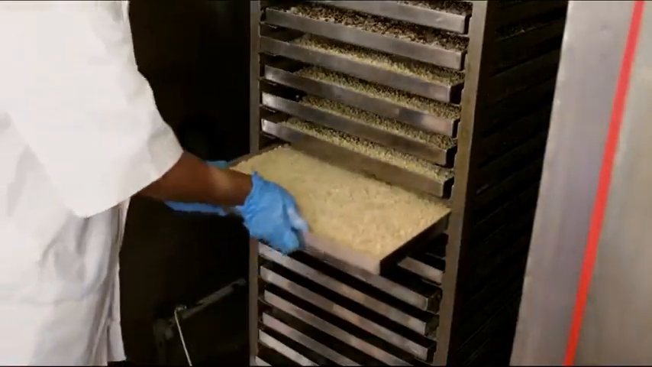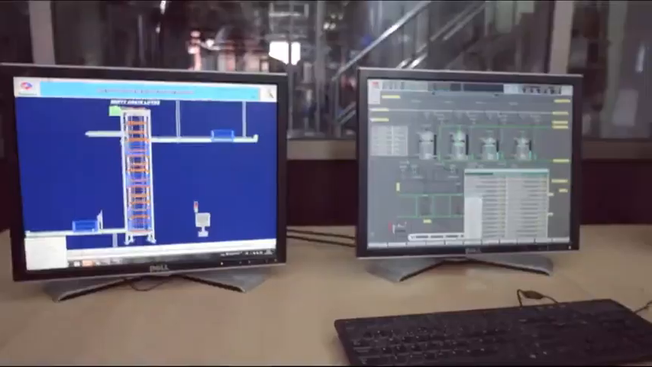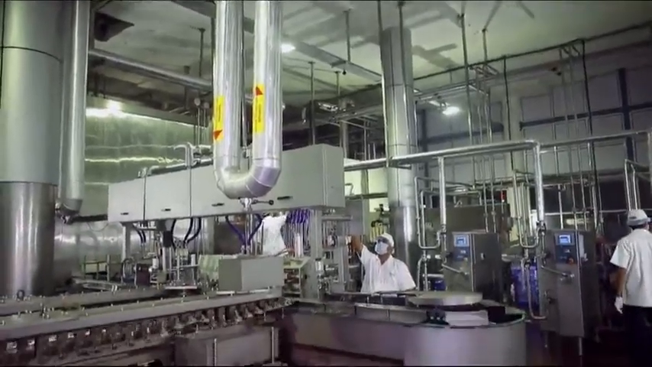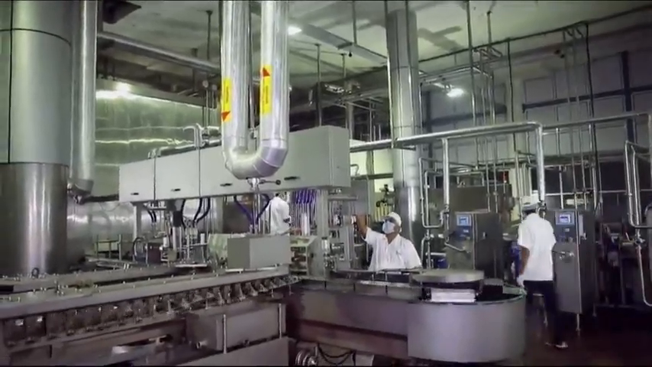Now let's visit the real happening area. From a control room, the processing line where yummy ice creams are made is controlled through a computer system. Wow, I'm amazed to see this neat and clean production line. Twice a day, the whole plant is cleaned, and this is known as CIP.